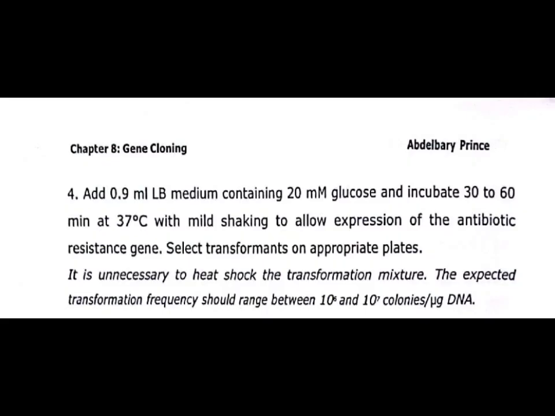Step number 4, add 0.9 ml LB medium containing 20 mM glucose and incubate 30 to 60 minutes at 37 degrees Celsius with mild shaking to allow expression of antibiotic-resistant genes. Select transformants on appropriate plates. It is not necessary to heat shock the transformation mixture. The expected transformation frequency should range between 10 to the power 6 to 10 to the power 7 colonies per microgram DNA.